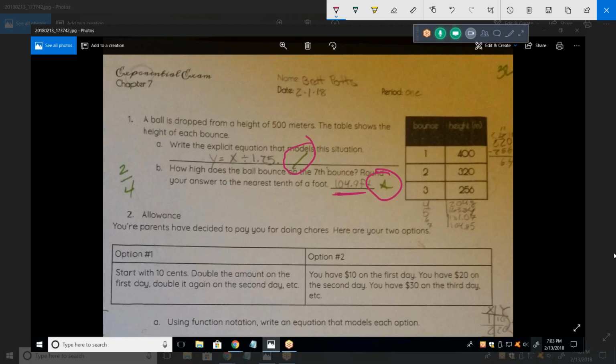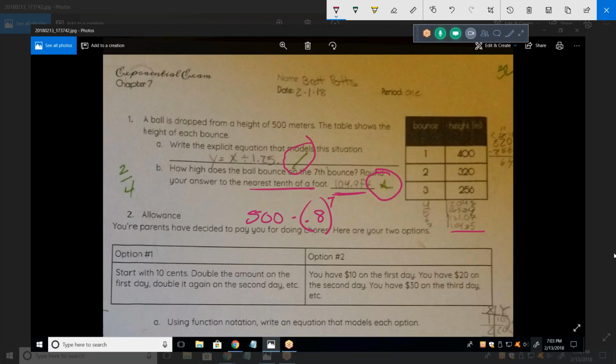It looks like you got 104.85. Is your teacher just automatically wanting you to round it to the nearest tenth? Oh, the nearest tenth. I just see it. Okay, that's how you got 104.9. Okay, yeah. Well, that certainly should be this.